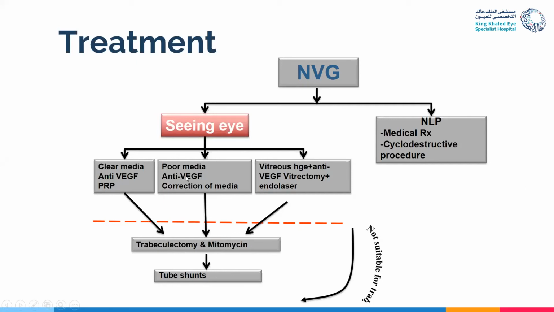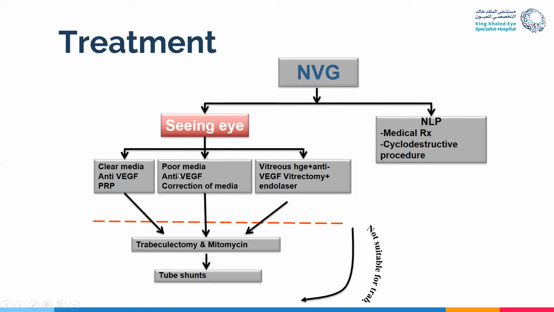If the media are poor, then of course, poor due to what, for example? Due to cataract, due to vitreous hemorrhage, whatever. Then I need to give anti-VEGF. I cannot deliver laser.